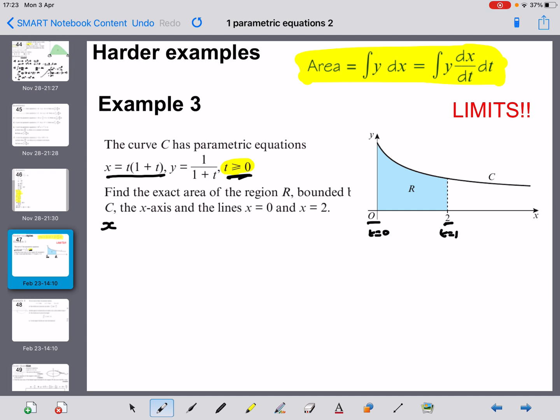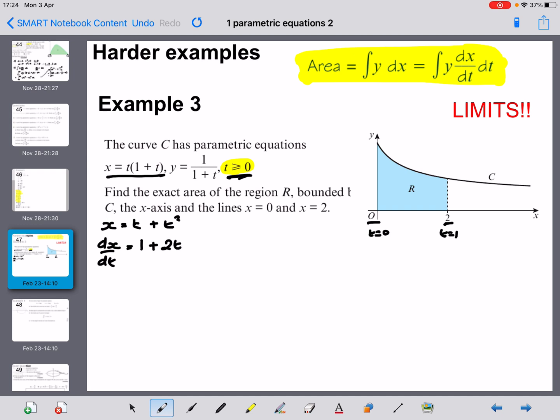So if x is t plus t squared, again think about the most efficient way of doing that. You could have used the product rule. Hopefully you've realised the product rule is not the most efficient way and you can just expand it out. Okay, so always look for the easiest approach. dx by dt will be 1 plus 2t.